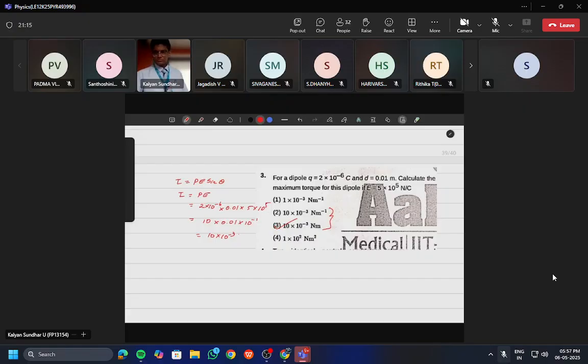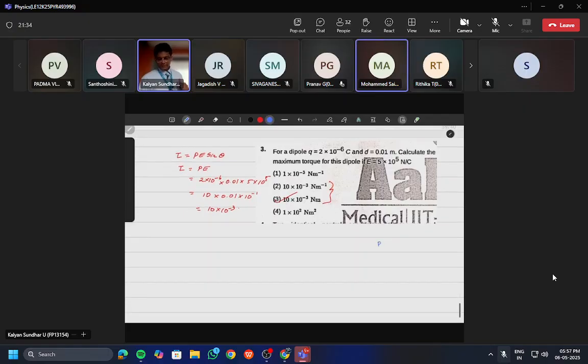Sir, the dipole formula is 2AQ, isn't it, sir? Sir, the dipole formula is 2 into A into Q. No, that's not it. Dipole is nothing but your charge into distance between them. That's all. What the book gave you as 2A is for calculation purposes, we would have taken it as 2A. Generally the dipole is nothing but the magnitude of charge into distance between them. That's all. It's not 2A. Okay, sir.